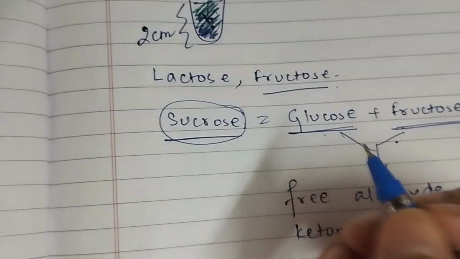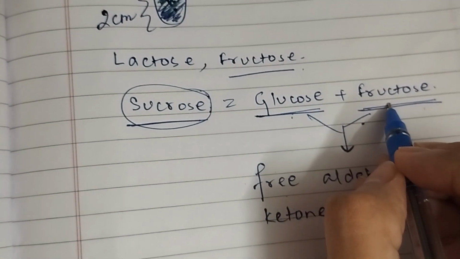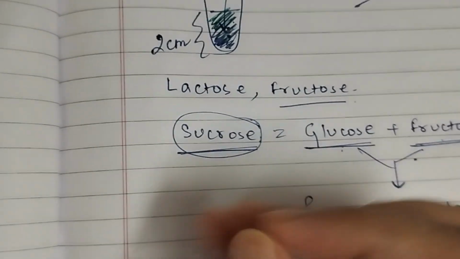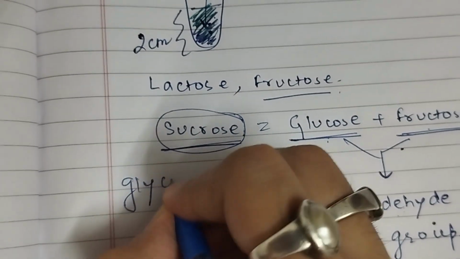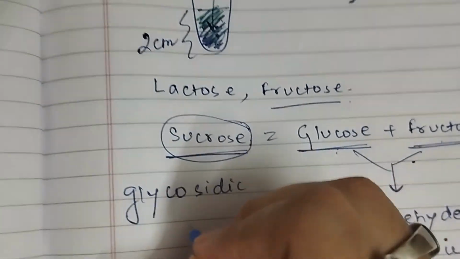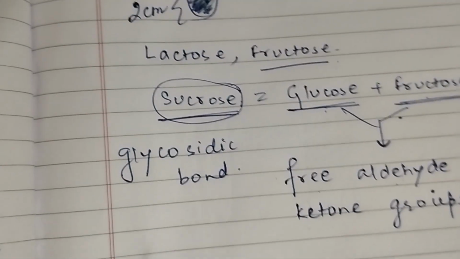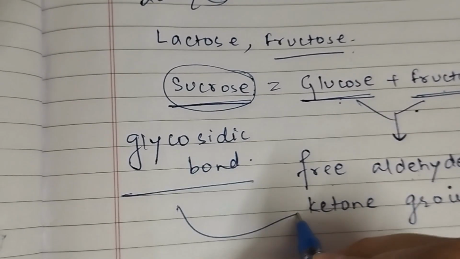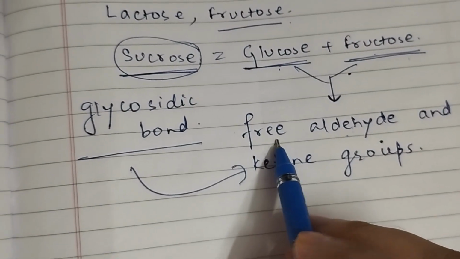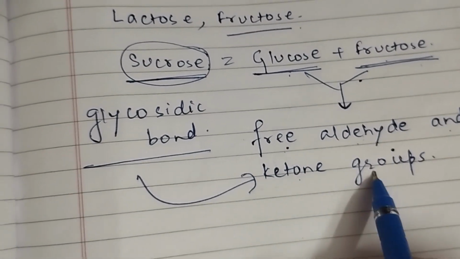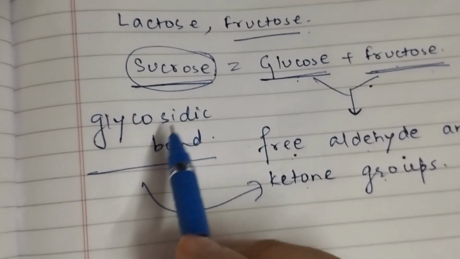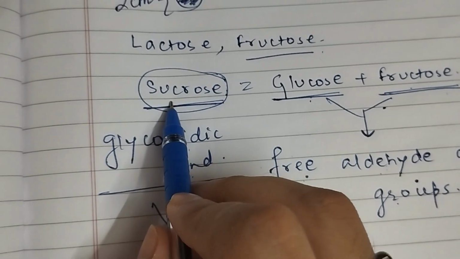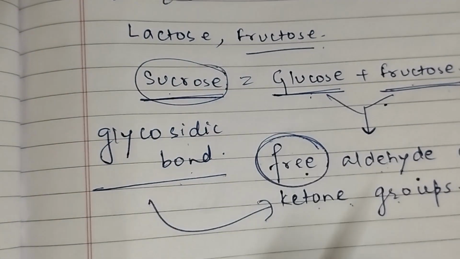Now what happens with sucrose? Sucrose, having these 2 monosaccharides, is itself a disaccharide, but it is not a reducing sugar. Why? Because sucrose is containing a glycosidic bond. Now the glycosidic bond is present in the chemical structure of sucrose, and it involves the free aldehyde and ketone groups, which join to form the glycosidic bond. So if the 2 groups are joined in the sucrose molecule, it will not be free or reactive.